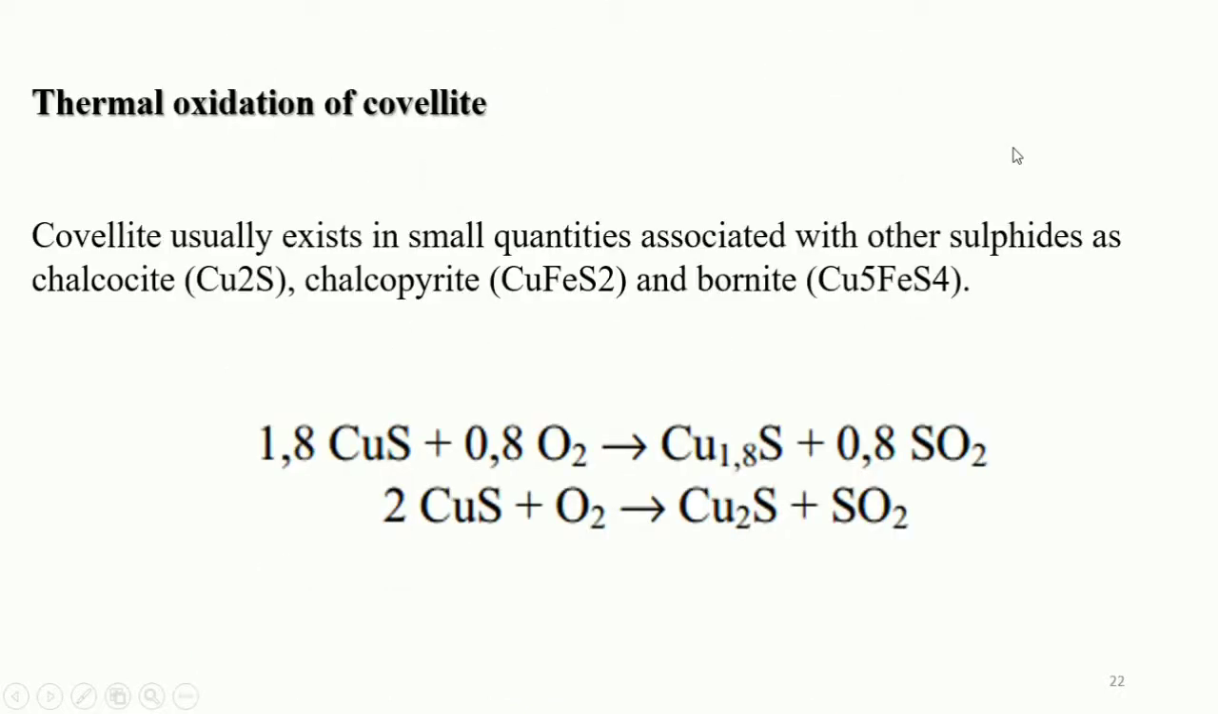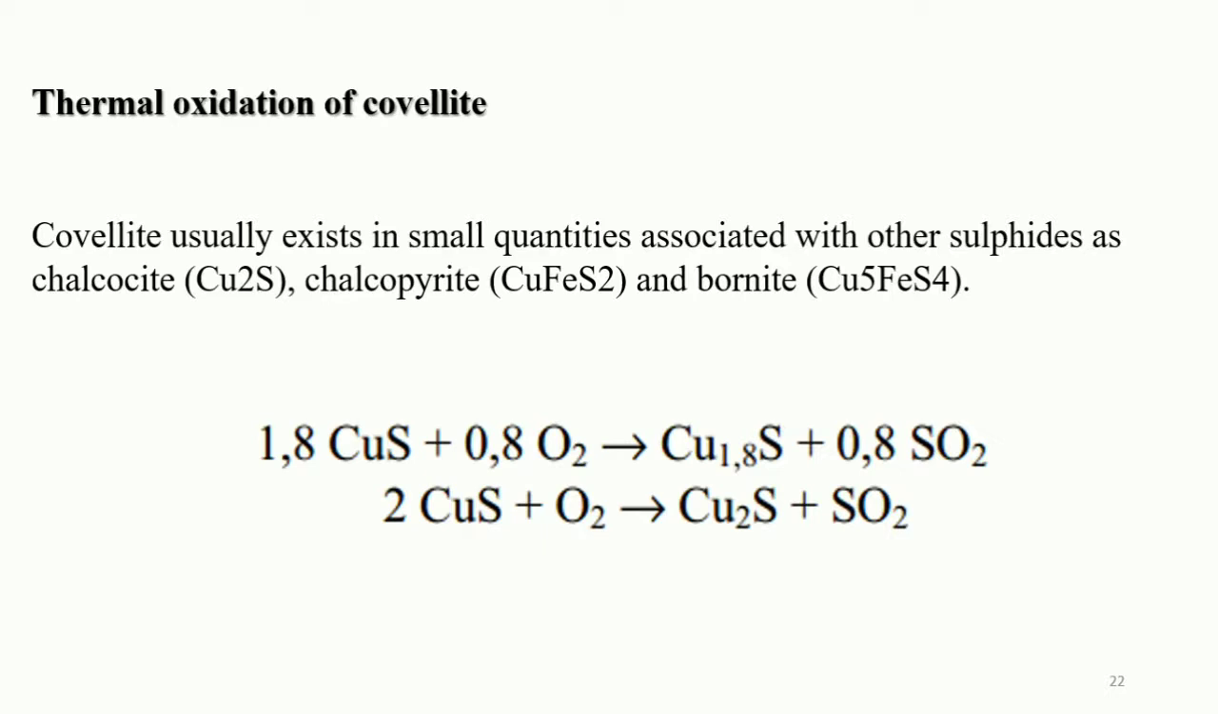Covellite usually exists in small quantities associated with other sulfides such as chalcocite, which is Cu2S, and chalcopyrite, which is CuFeS2, and bornite, which is Cu5FeS4. So it exists in small quantity with these kinds of sulfides.